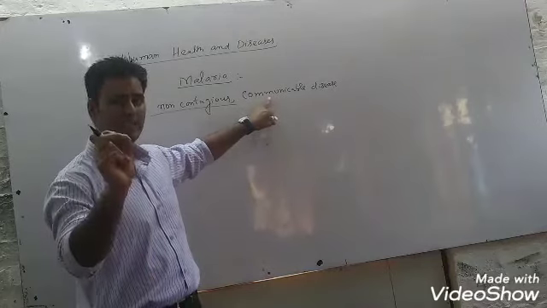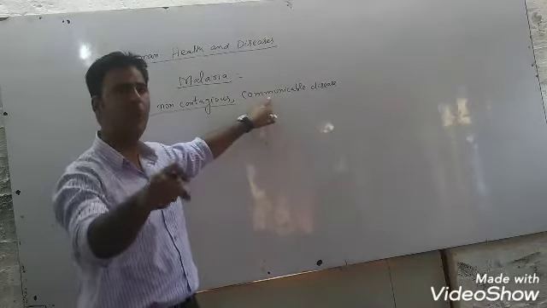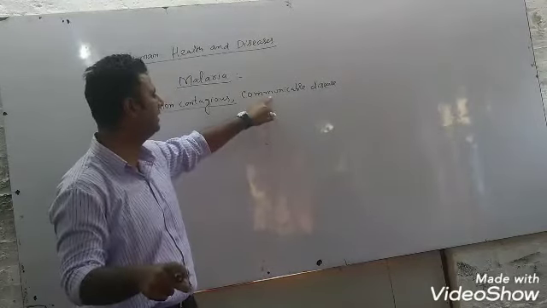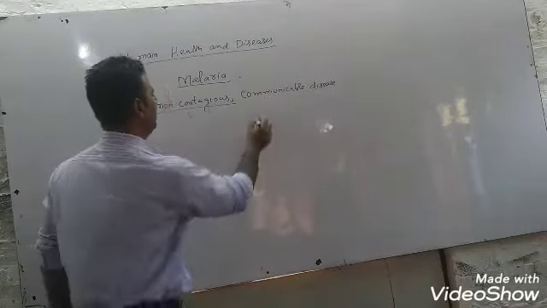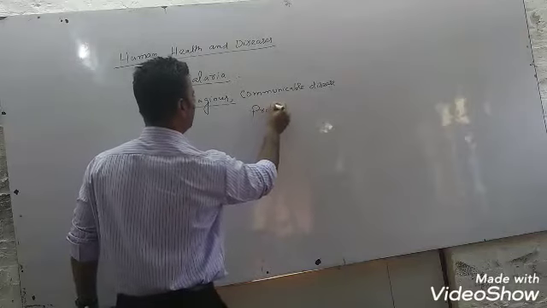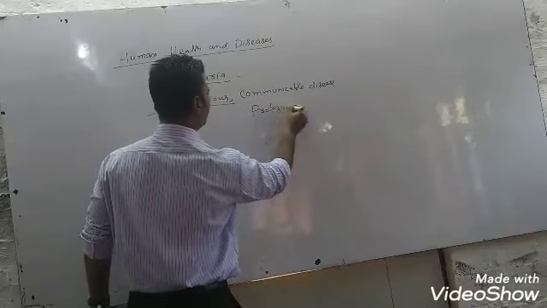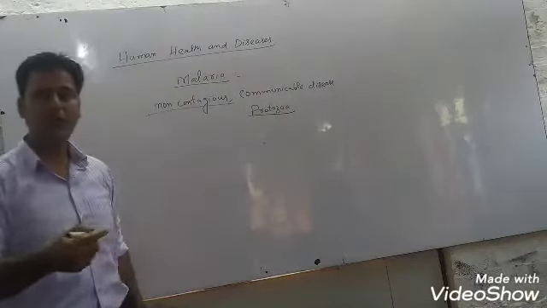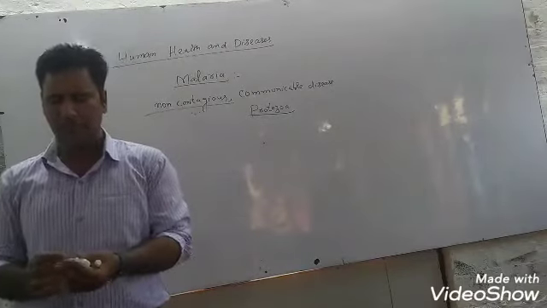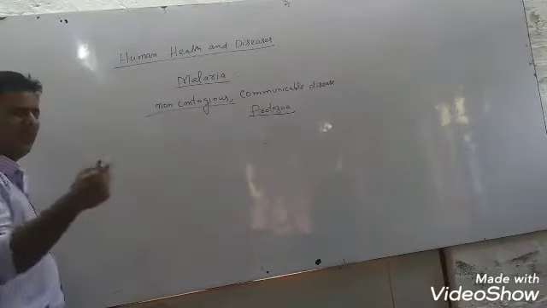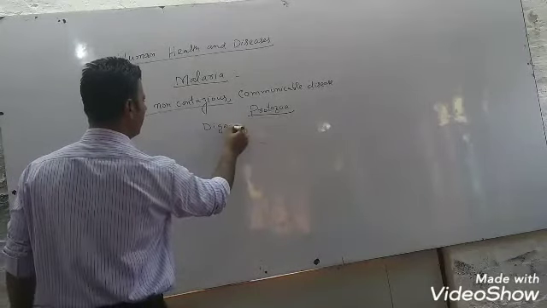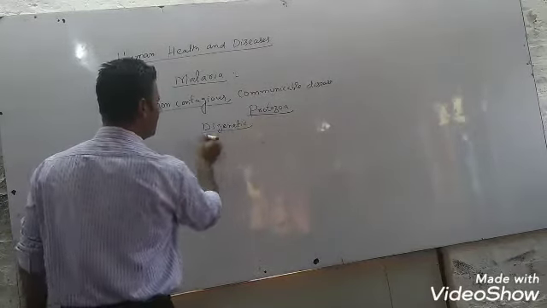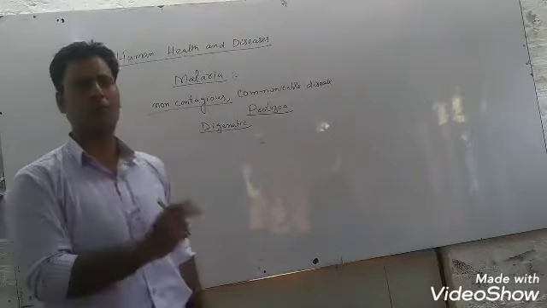That means there is some infectious agent involved. And here the infectious agent which is involved for causing the malaria is a protozoa. Therefore, this is a protozoal disease. The life cycle of malaria is digenetic. Digenetic means it involves the participation of two hosts.